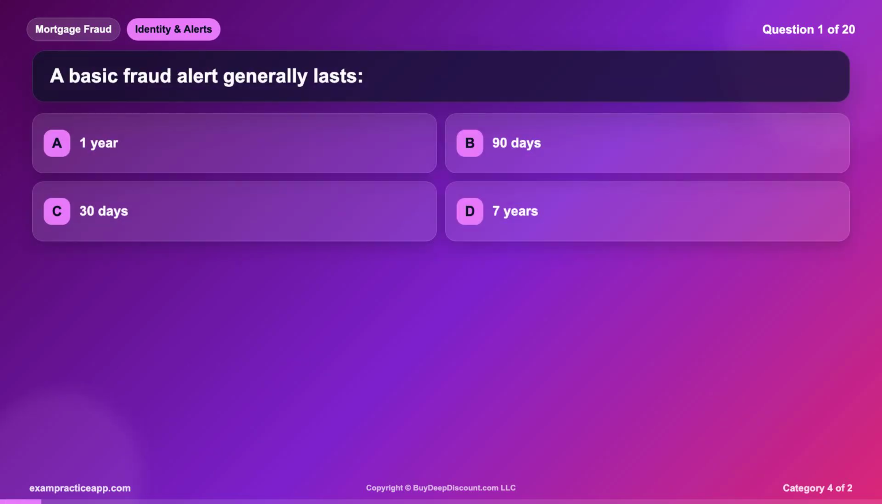Question 1. A basic fraud alert generally lasts, option A, 1 year, option B, 90 days, option C, 30 days, option D, 7 years. Take a moment to choose your answer. The correct answer is option B, 90 days. Explanation: An initial fraud alert typically lasts 90 days.